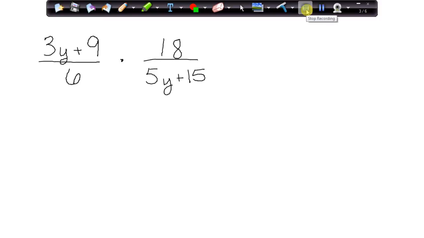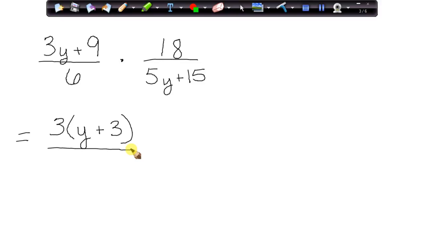Let's try to multiply and divide some rational expressions. So here we have two rational expressions and we are multiplying them. The very first step is going to be to try to factor each numerator and each denominator as much as possible. So here, let's try to factor this numerator right here. We can factor out the greatest common factor, and get y plus 3.